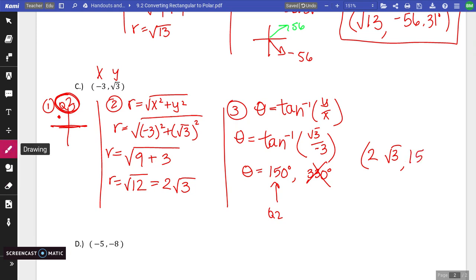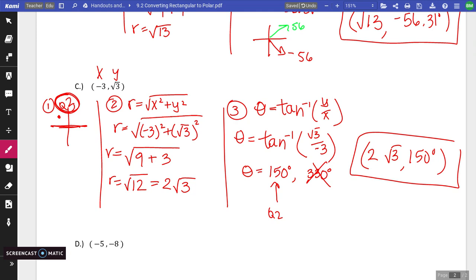and 150 degrees. Okay, if we use 330, you could, but you would have to make the radius negative, right? Because remember, you want to land in the same spot as your original point. So the easiest method is just to use an angle that gets you to the right quadrant, and then you don't have to worry about changing the radius. Okay, let's look at one more here.